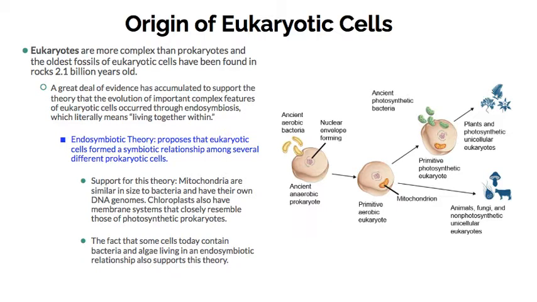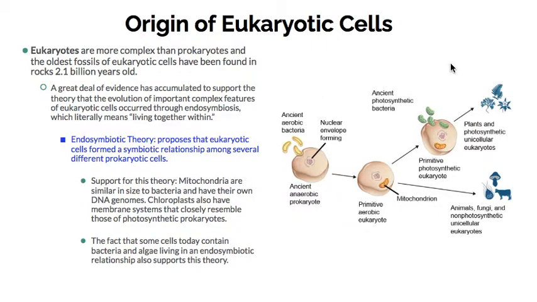First we're going to talk about the origin of eukaryotic cells. Eukaryotes are more complex than prokaryotes, and the oldest fossils of eukaryotic cells have been found in rocks of about 2.1 billion years old. A great deal of evidence has accumulated to support the theory that the evolution of important complex features of eukaryotic cells occurred through what we call endosymbiosis, which literally means living together within.